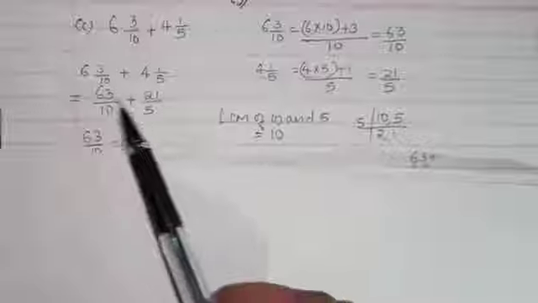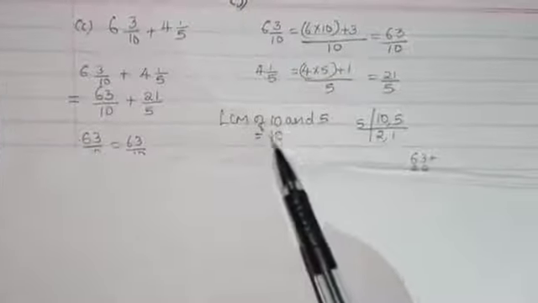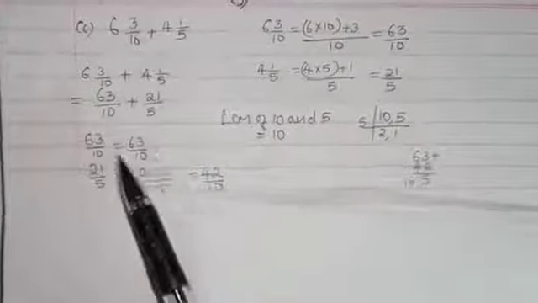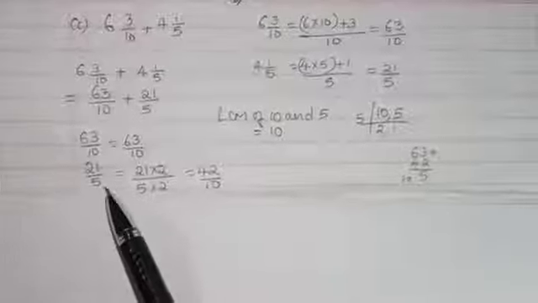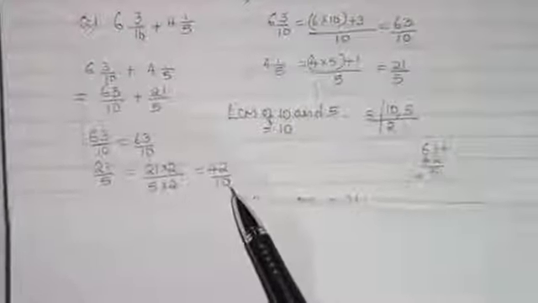Here the denominators are different. So, first you take the LCM. LCM of 10 and 5. LCM is 10. So, 63 by 10 is equal to 63 by 10. But 21 by 5, here the denominator is 5. So, multiply 5 with 2, we get 10. So, 21 into 2 divided by 5 into 2, 42 by 10.